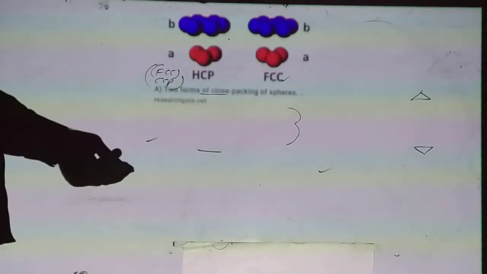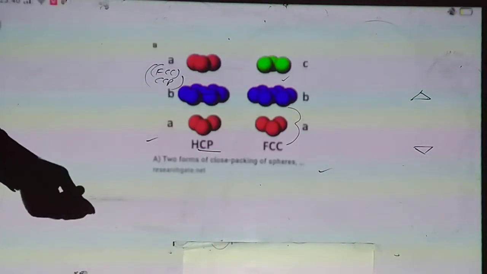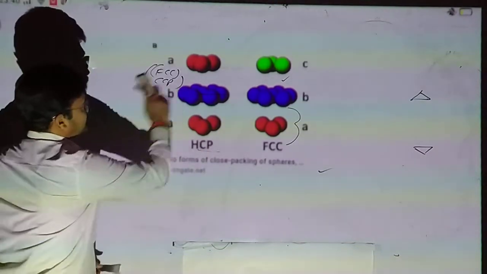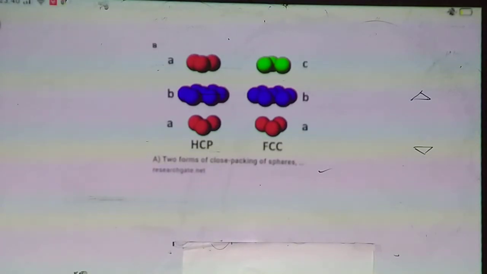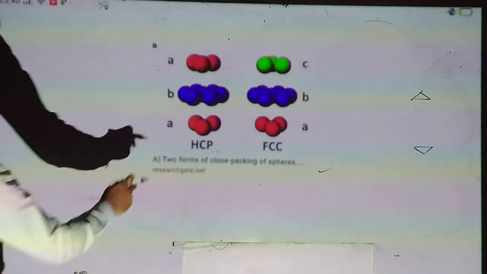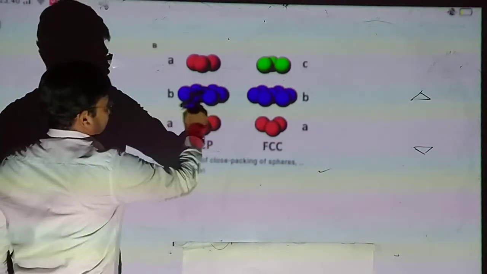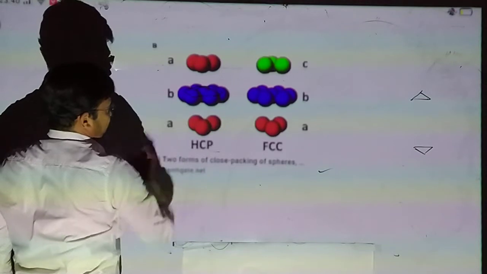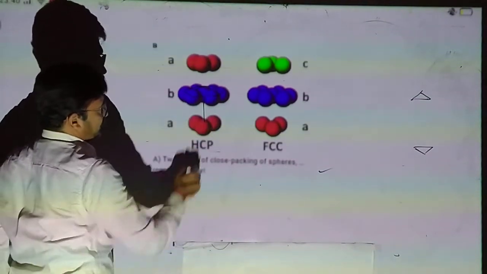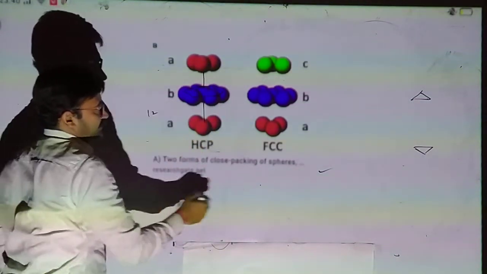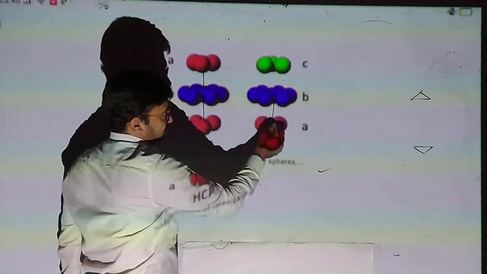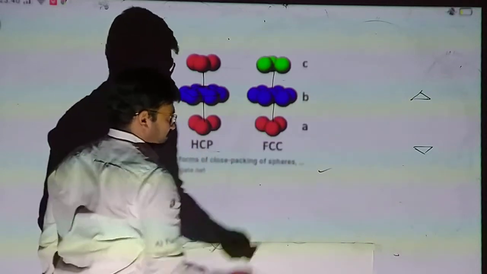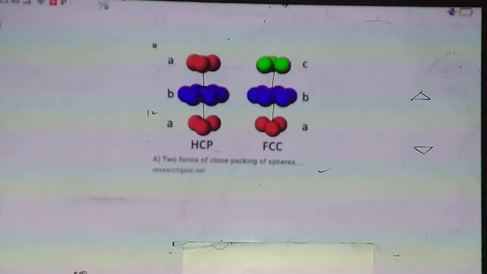This one also you can see. Here AB type of layers are repeating. In FCC, ABC. In both cases, the coordination number is 12. In this one, the middle sphere is surrounded by 6, and 3 downward, 3 upward. So 12. This one is also surrounded by 6 in the same plane, 3 downward, 3 upward. So in both cases, the coordination number is 12.